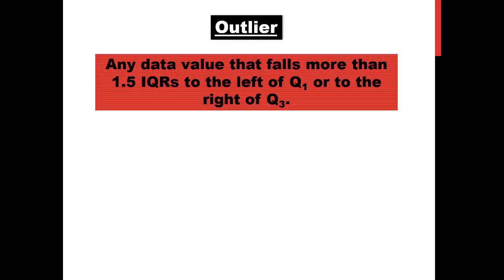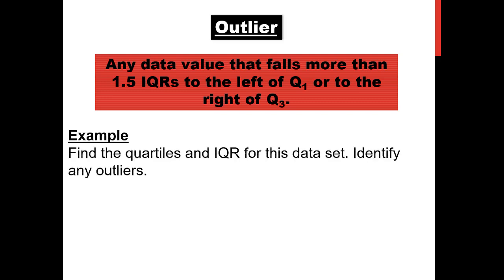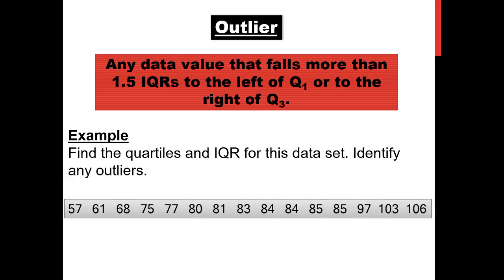So what is an outlier? It's any data value that falls more than 1.5 IQRs to the left of Q1 or to the right of Q3. So for example, find the quartiles and IQR for this data set. Identify any outliers. So we have 57, 61, 68, 75, 77, 80, 81, 83, 84, 84, 85, 85, 97, 103, 106.